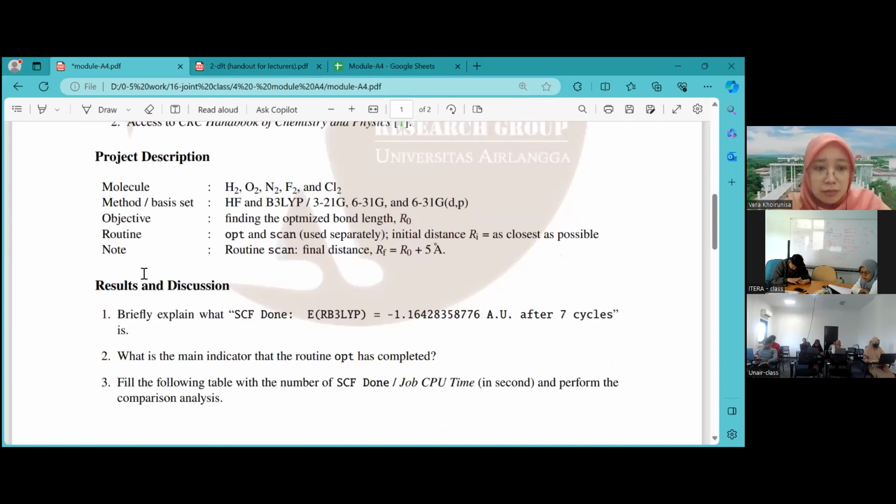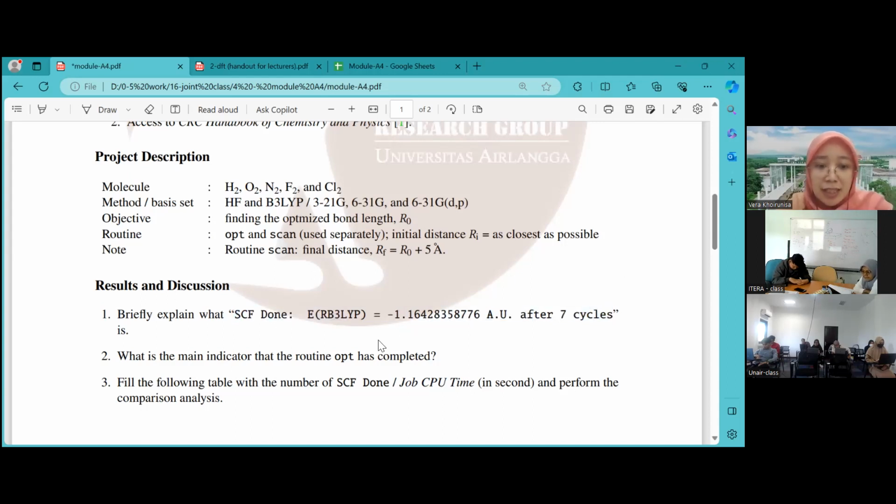And now results and discussion. The first one is to briefly explain what SCF has done. So you can explain what this part is about, and then, for example, this is the 7th cycle. What does cycle mean in here? So just explain it. You can Google it or maybe use ChatGPT to find the explanation about this one.